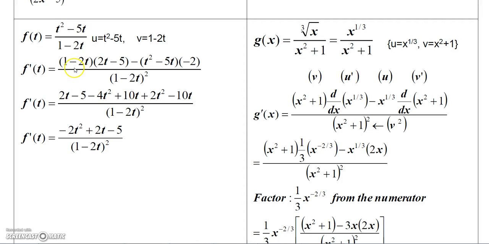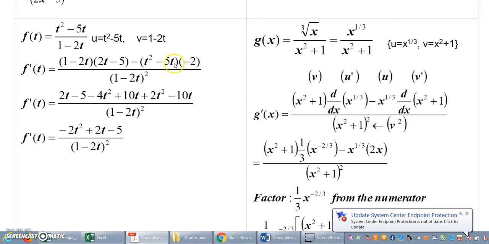And so using the quotient rule, I'll have v, which is 1 minus 2t, times u prime, and so u prime would just be the derivative of this factor, so that would just be 2t minus 5, and then minus u, right, times v prime. So this would be u, which is t squared minus 5t, times the derivative of v. So the derivative of v would be minus 2.